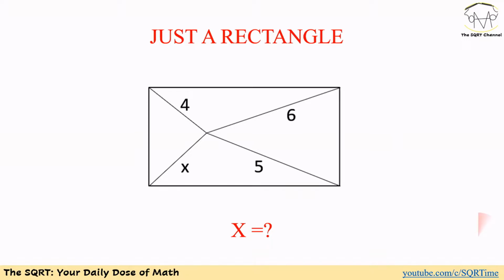Then we measure the length of the connections from the corners of this rectangle to that point. 4, 5 and 6 are 3 of them, and one of them is unknown. We are looking to find the value that we have for that unknown length. Before moving forward to talk about the solution, make sure that you pause the video to think about this problem.